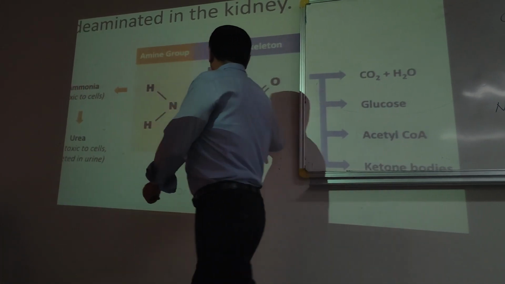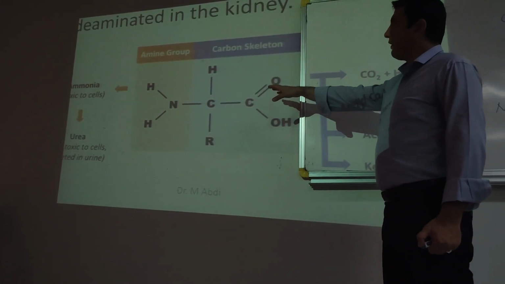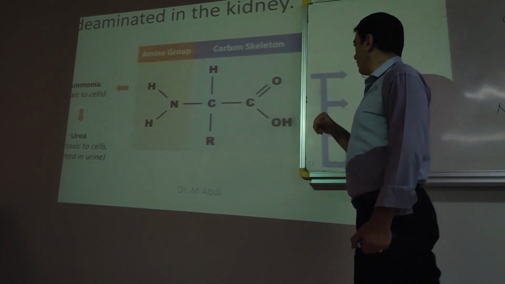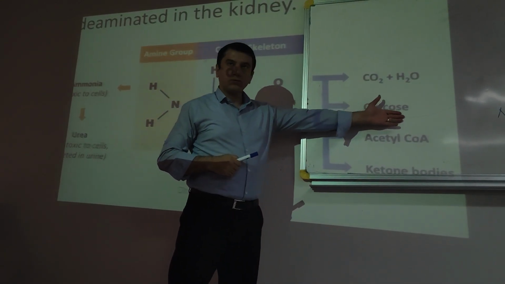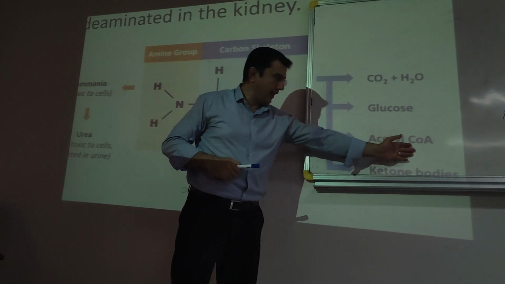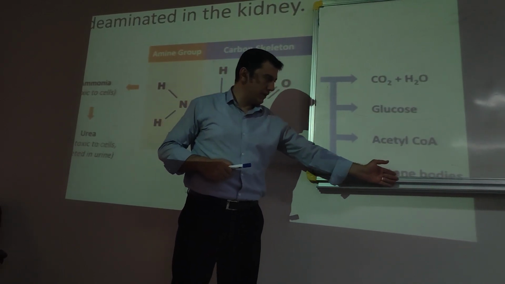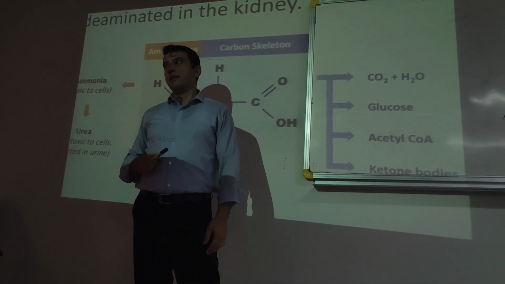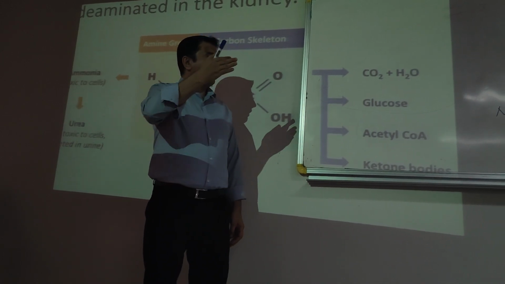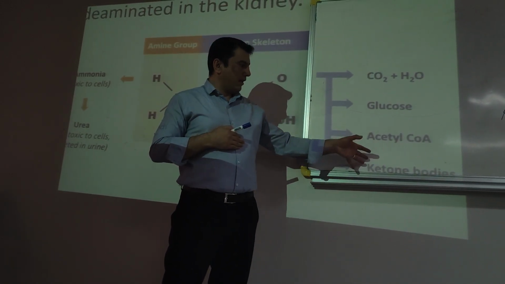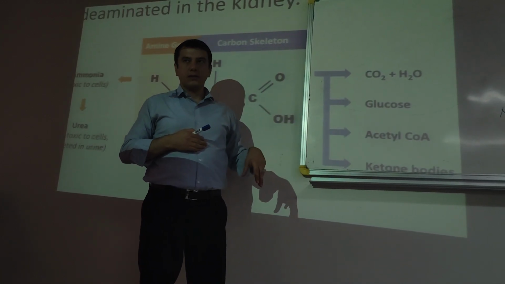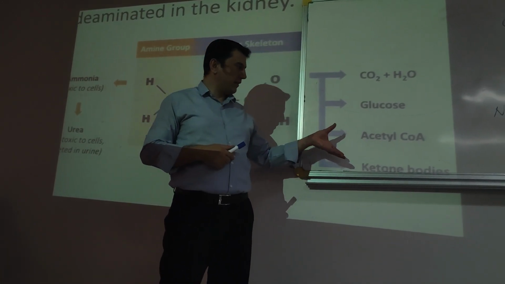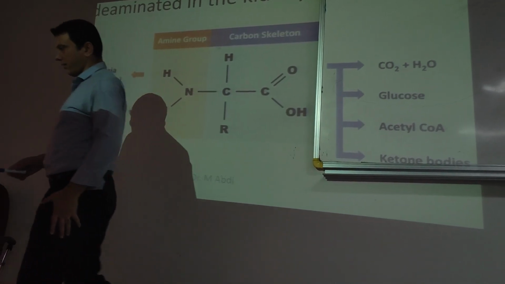What about the other parts? The other part is a carbon skeleton, which can produce glucose, can produce acetyl-CoA, can produce ketone bodies. I will explain what ketone bodies, acetyl-CoA, and so on are. So please don't hurry, and we will know about these molecules.